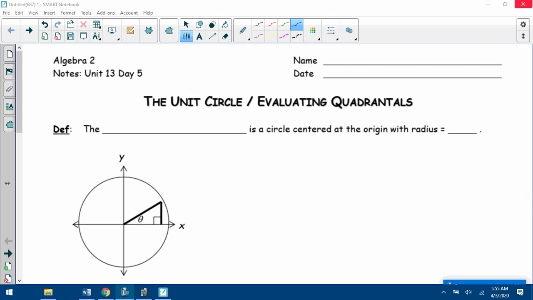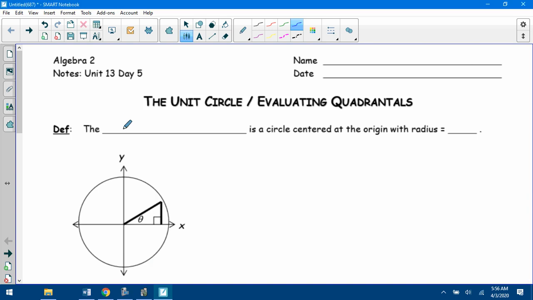So we're going to talk more about evaluating today, but now we're going to talk about how to evaluate those quadrantals, because we've drawn quadrantal angles before. Remember, ones that land on the lines. We haven't done any evaluations with them. There's been none of them in the last couple days. So in order to do that, we have to talk about something called the unit circle.